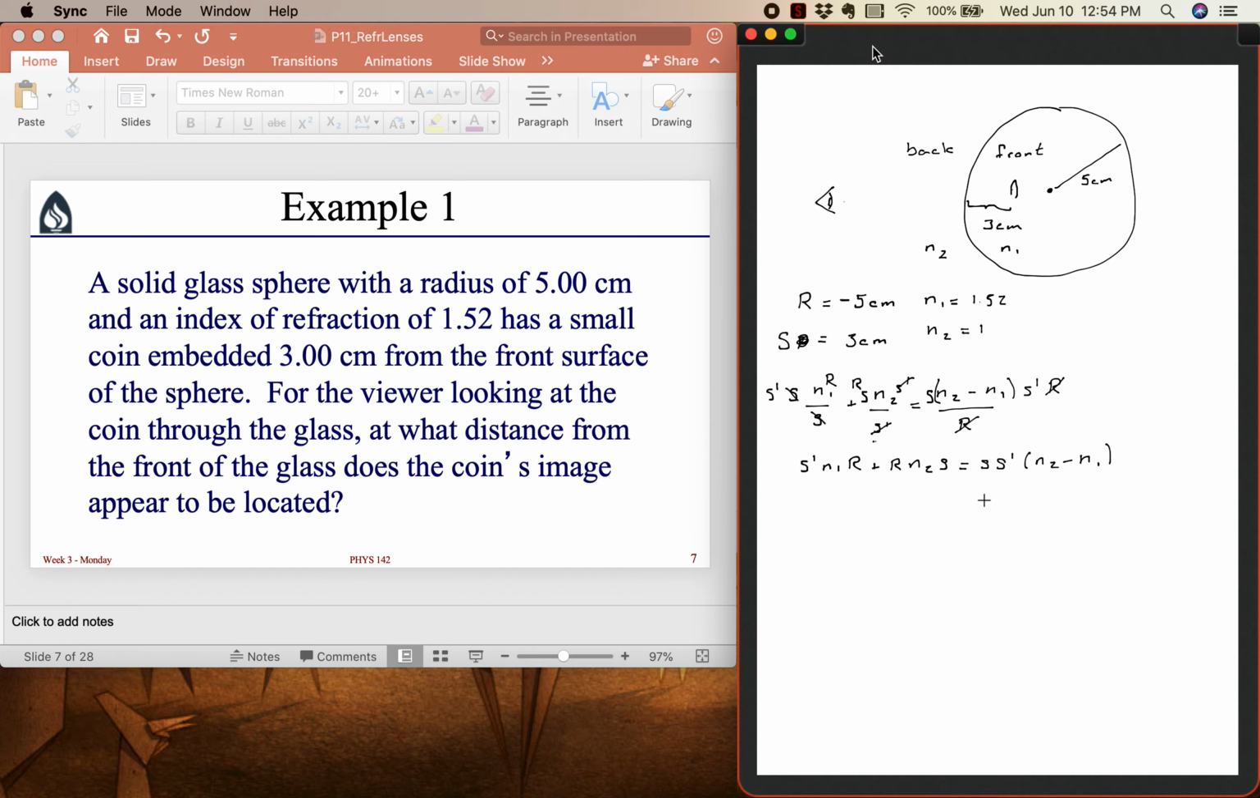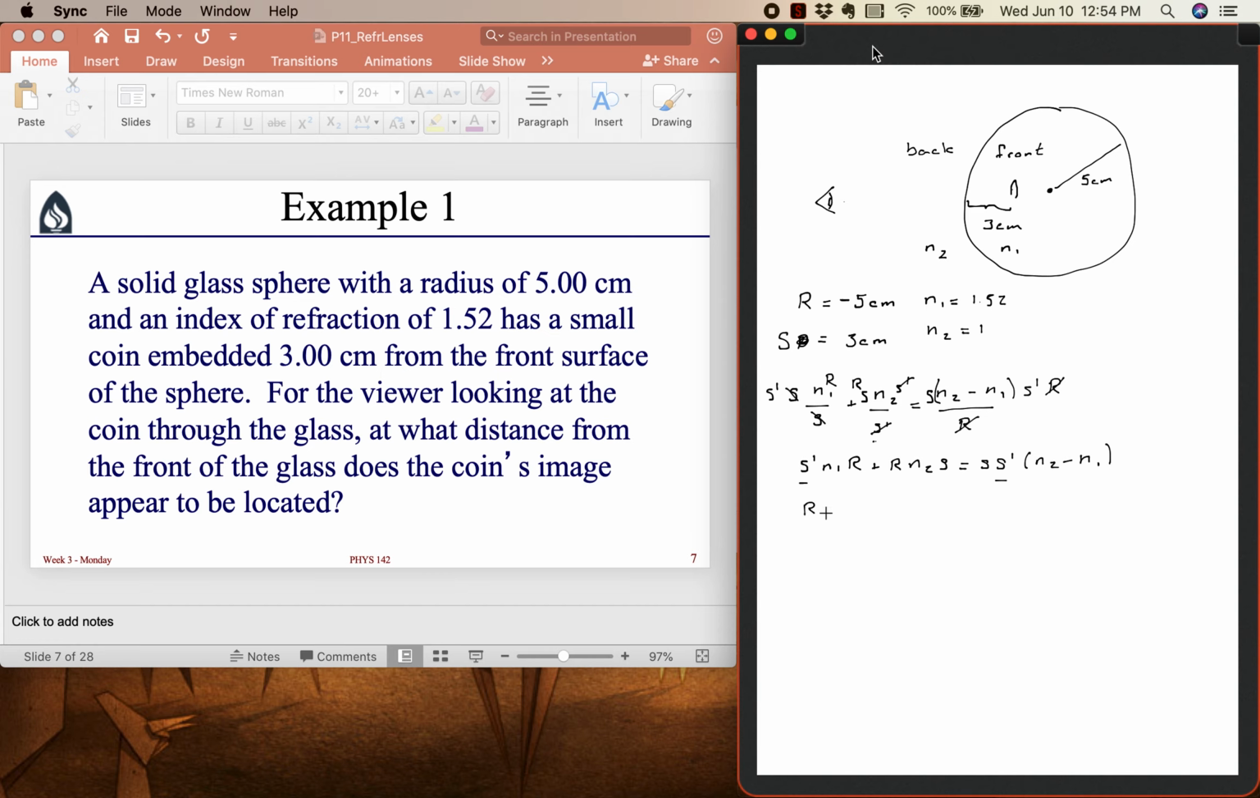All right, so now I've gotten everything out of the denominator, and I can see that I have an S prime here and an S prime here. So what I'll do next is make sure that I have all of the terms with an S prime in them on one side of the equation and all the terms without on the other side.